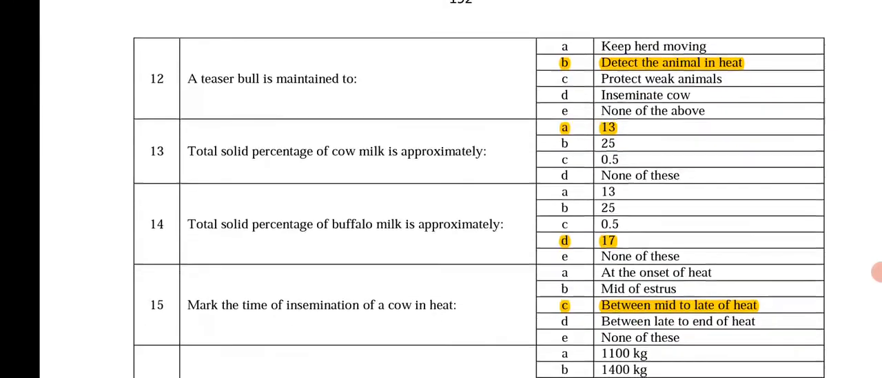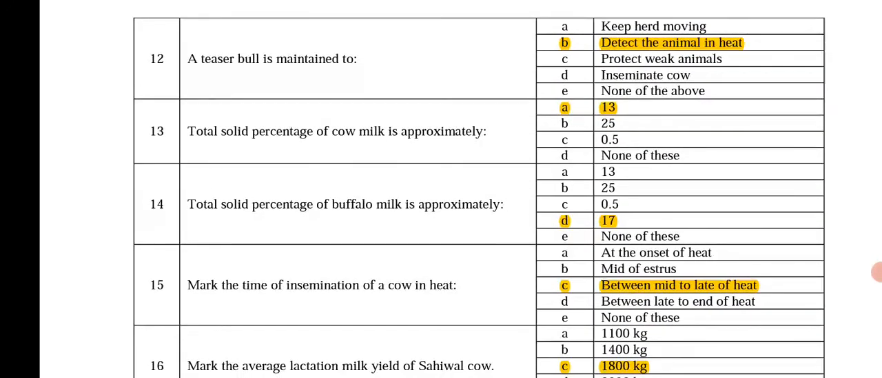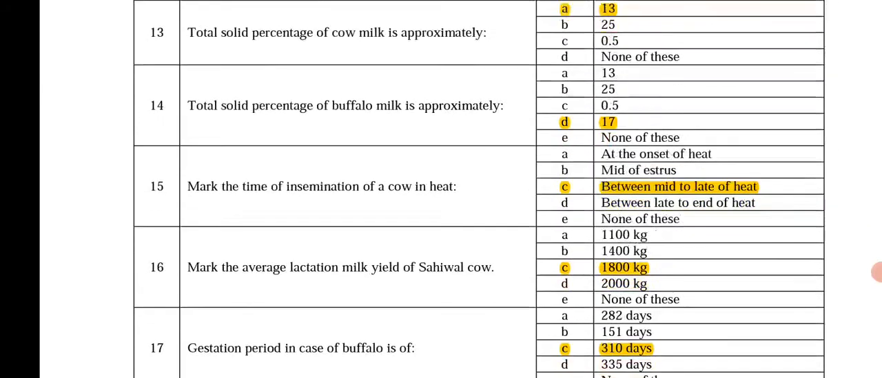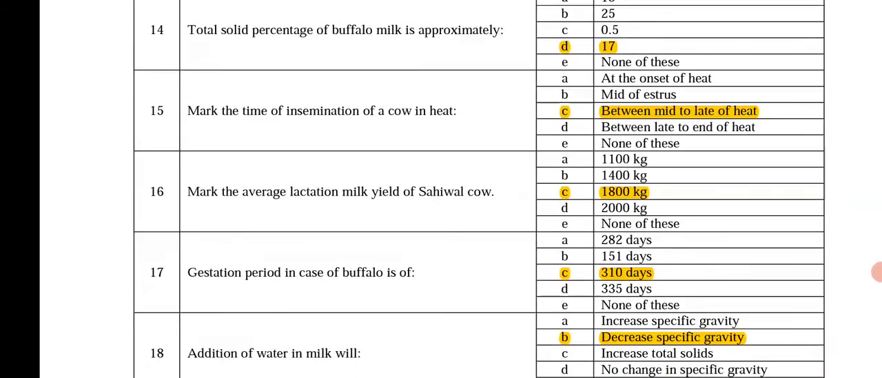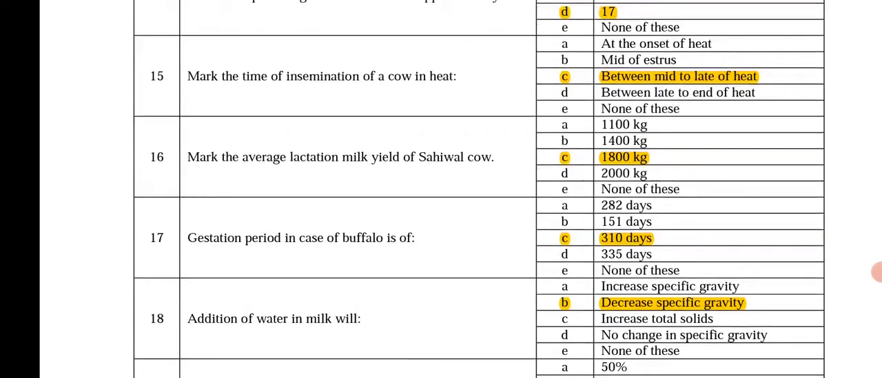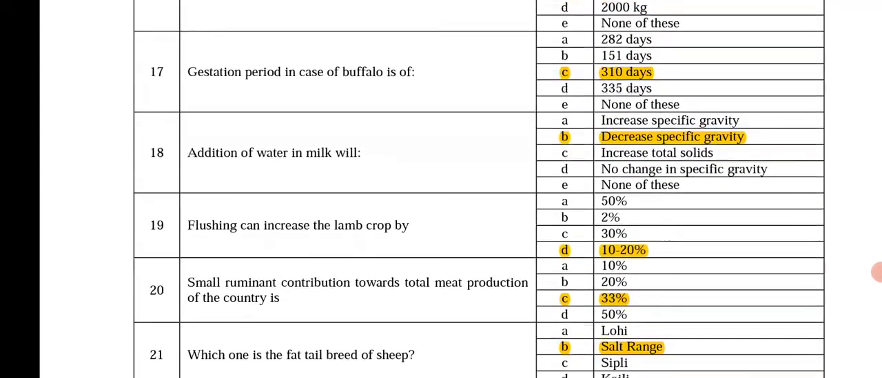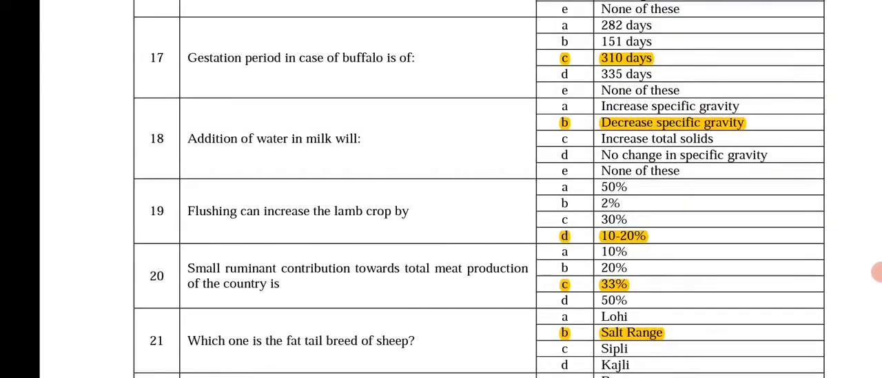Total solid percentage of cow milk is approximately 13. Total solid percentage of buffalo milk is approximately 17. Mark the time of insemination of a cow in heat: between mid to late heat. Mark the average lactation yield of Sahiwal cow: 1800 kg. Gestation period in case of buffalo is 310 days. Addition of water in milk will decrease specific gravity.